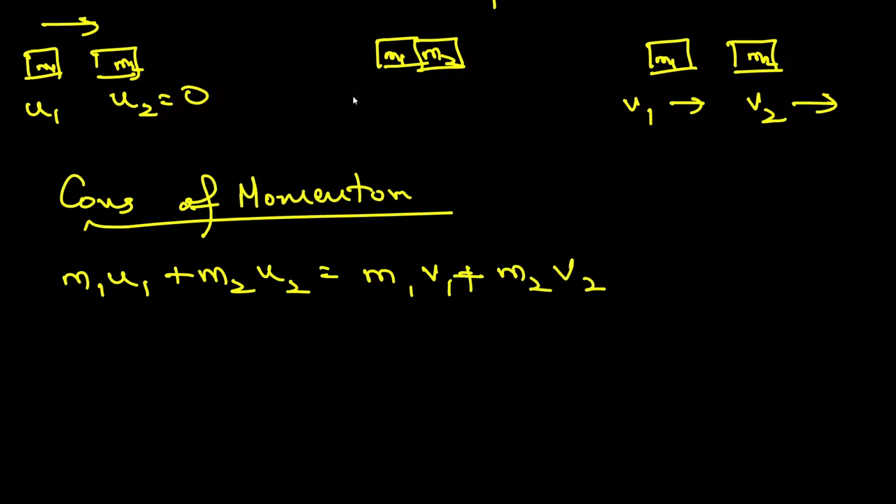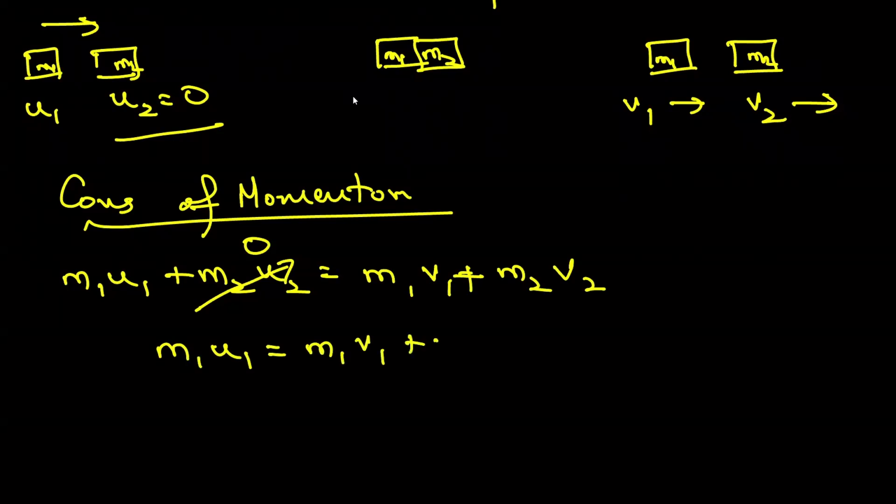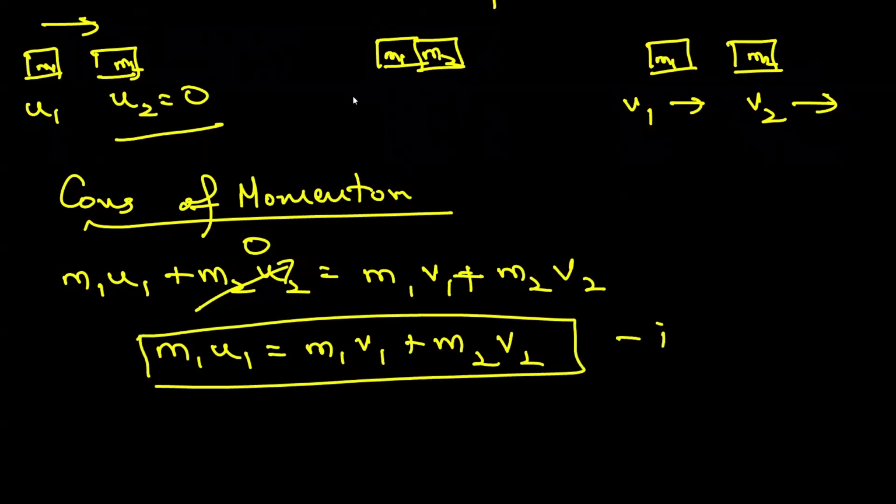Absolutely zero changes here. Now, same concept, U2 was equal to 0. Correct? How do we know it? Look at the marking here. U2 is equal to 0. Automatically, the whole of the second term becomes equal to 0. So M1 U1 is equal to M1 V1 plus M2 V2. That's all. I will box this and mark this as equation 1.